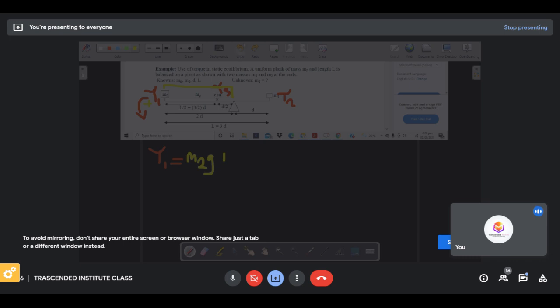So multiplied by 2d. Yes. So it's of course parallel to the pivot, so it's 90. How about the second torque? It's moving clockwise, so it's negative.